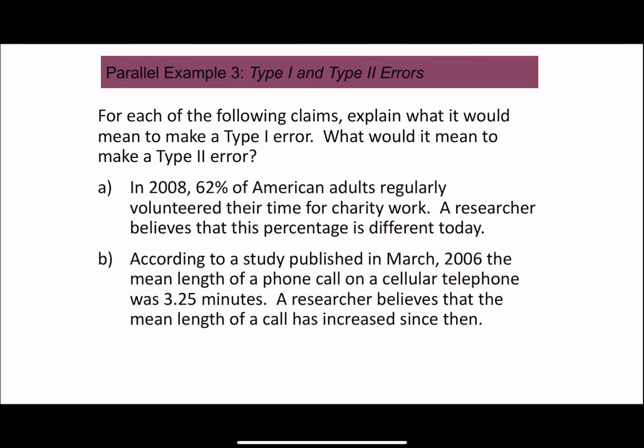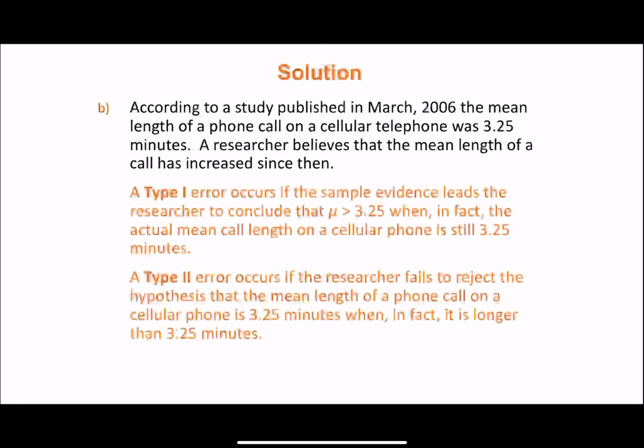Let's take a look at another one. According to a study published in March 2006, the mean length of a phone call on a cellular telephone was 3.25 minutes. A researcher believes that the mean length of the call has increased. So our type 1 error occurs if the sample evidence leads the researcher to conclude that mu is greater than 3.25, when in fact the actual mean call length is still 3.25. So the researcher is saying the mean is actually greater than 3.25 when it's really not. It is actually 3.25.